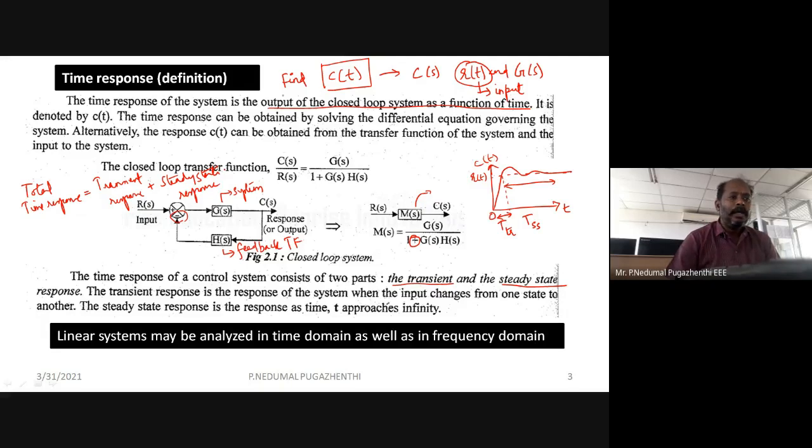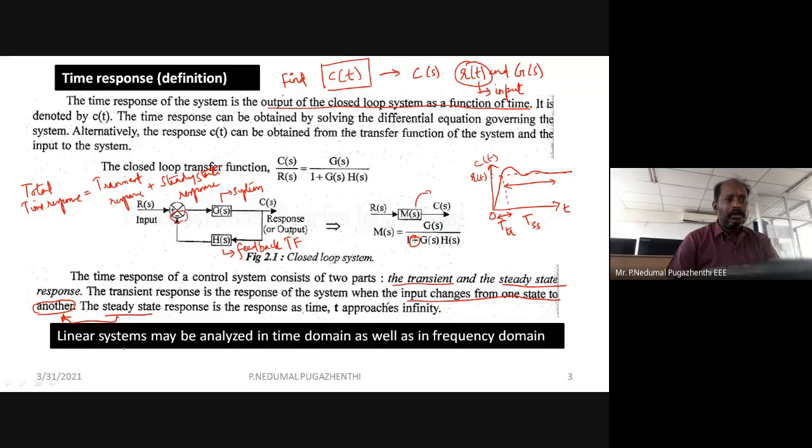Is that okay? The transient response is the response of the system when the input changes from one state to another. This other state is the steady state. And steady state response is the response as time t approaches infinity. So after some time, once it reaches the final state, it tries to stay in that steady state, unless an external or internal disturbance occurs to change its state. This is what you call the steady state.